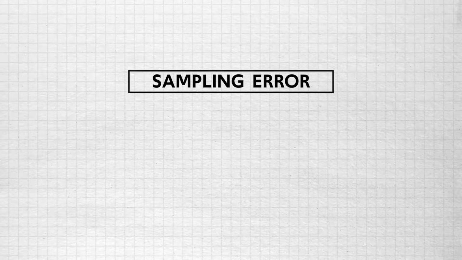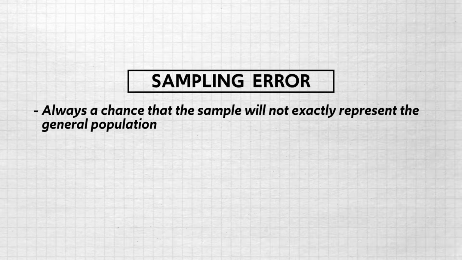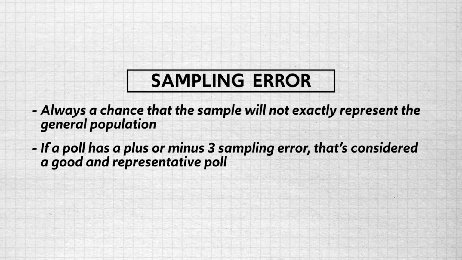Now, in a perfect world, the sample would match the general population's opinions exactly, but if you've been alive for more than 5 minutes, you already know that we do not, in fact, live in a perfect world. So that means there's always the possibility of sampling error, which means that there is always a chance that the sample will not exactly represent the general population. However, in general, if a poll has a plus or minus 3 sampling error, that's considered a good and representative poll. So getting a good sample is one way that pollsters know that their results are legitimate.